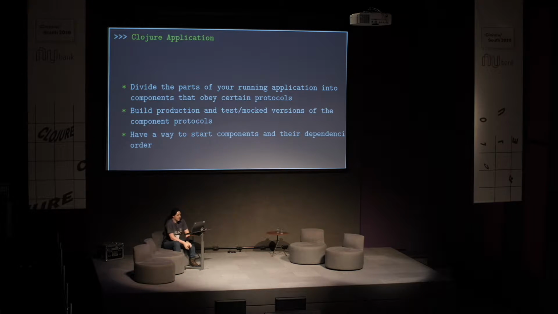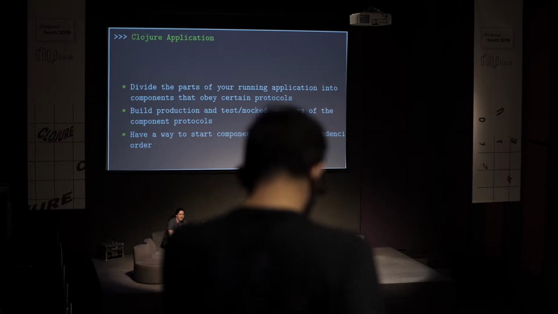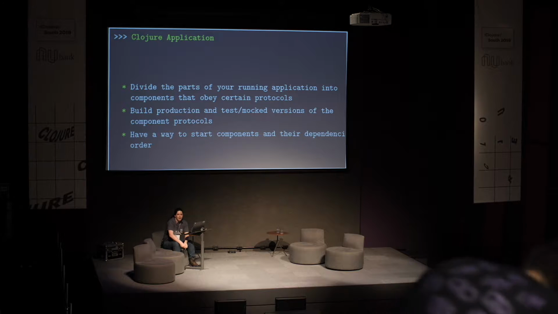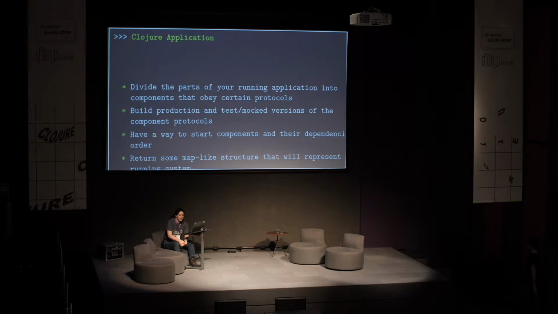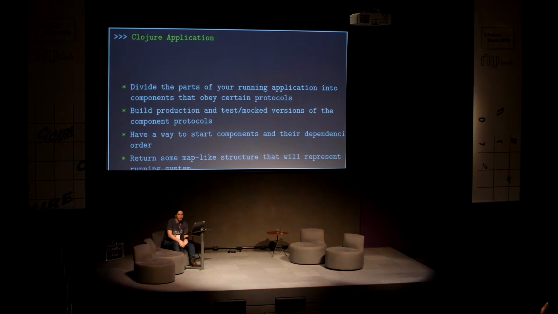And the other thing that you need is a way to start components and their dependencies in order. The way we do it at Nubank is that we use Component, the Stuart Sierra library, but there are many other libraries that you can see on the next slide. The important thing is that you need some kind of structure that will represent your running system, and that's important for testing. And that's what we're going to work with.